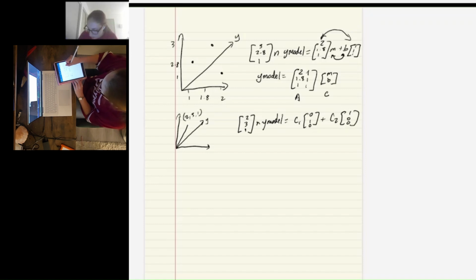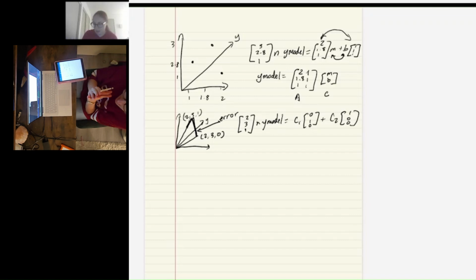So we have this, I'm going to make this longer here. Okay, so then this is our 2, 3, 0. And then in between these two points, you're going to get this line here. So this line here is going to be our error, and this is perpendicular. So this error is perpendicular to this y model here, this little vector here.